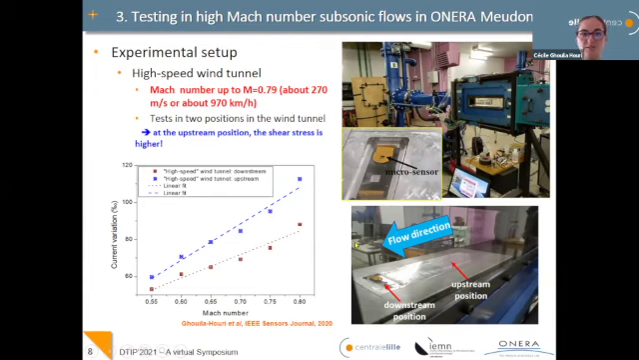We tested the sensor in 2 positions, an upstream position and a downstream position, because in a wind tunnel the shear stress is always greater in the upstream position than in the downstream one. We can see the result here: the response of the sensor is higher for the upstream position than the downstream one, with a quite linear response, which is what we wanted to see in this configuration. Also, the sensor resisted very high speed flows, even if remaining subsonic.